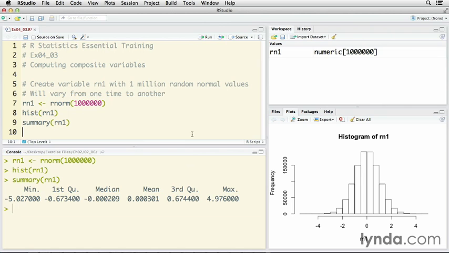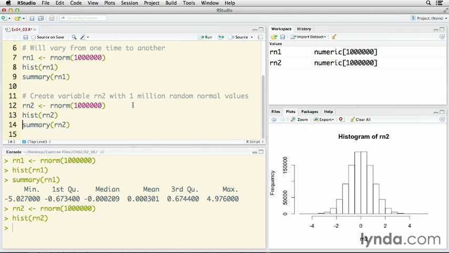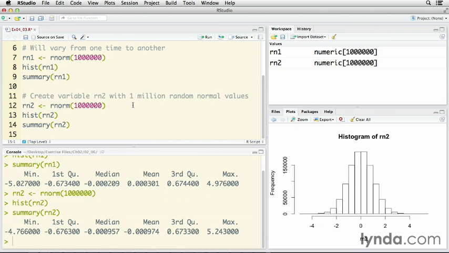So that's one variable. Now let's get another variable. We'll do the same thing. We'll just create a second variable with 1,000,000 values. That's rn2 for random normal 2. And here's its histogram, very similar. And here's its values. Interestingly, you see the extremes are different, but almost everything else is nearly identical to what we had in the first one. Okay, so now we've got two variables to deal with.